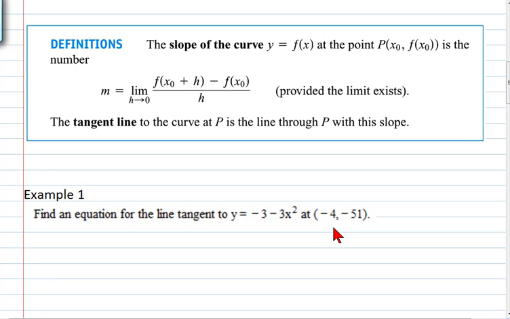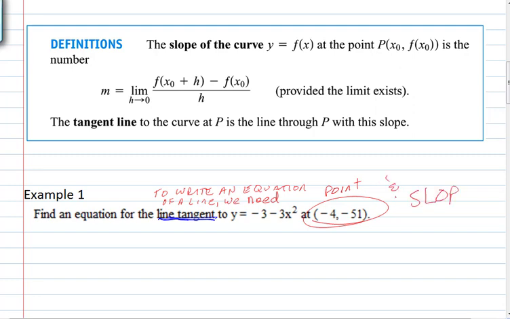In order to write an equation of any line, you need 2 things. What 2 things is it that you need? To write an equation of a line, we need a point and a slope. Well, the slope is going to be this limit right here. The slope of the tangent line, according to this definition, is going to be the limit as h approaches 0 of f of, in this case, negative 4 plus h minus f of negative 4, all divided by h. That gives us the slope of the tangent line.